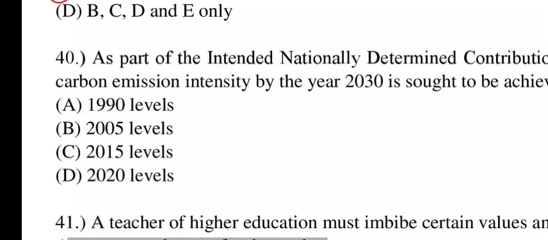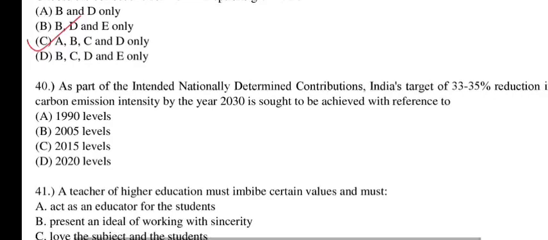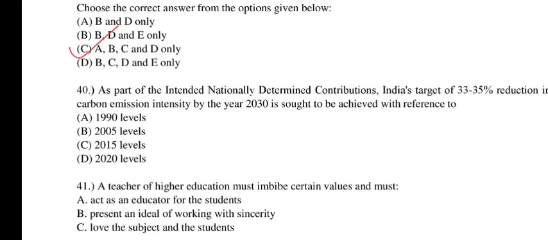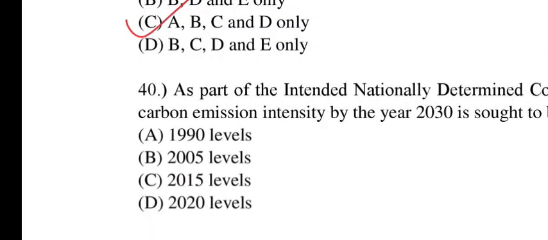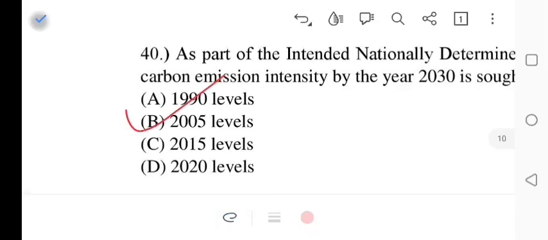Question 40 says, as part of the Intended Nationally Determined Contribution, India's target of 33 to 35% reduction in carbon emission intensity by the year 2030 is sought to be achieved with reference to what? 1990 levels, 2005 levels, 2015 levels, 2020 levels. Number B will be correct, 2005 levels.